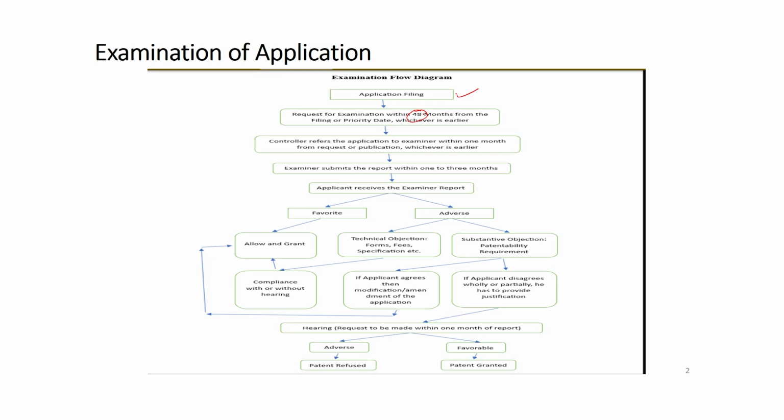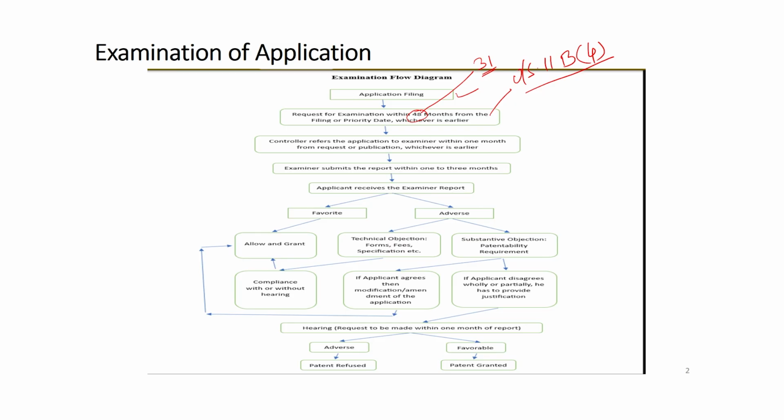Now, there is a slight change here. The recent amendment of patent rules 2003 makes it 31 months. Now, within 31 months from the filing or priority date, whichever is earlier, one must file a request for examination. Because if request is not made, it is considered as withdrawn under section 11(b)(4). Under section 11(b)(4), your application is considered as withdrawn if no request for examination is filed within 31 months from the filing date or priority date, whichever is earlier.